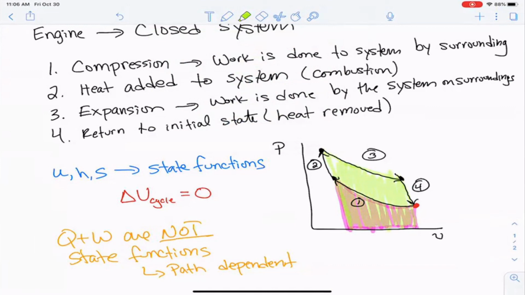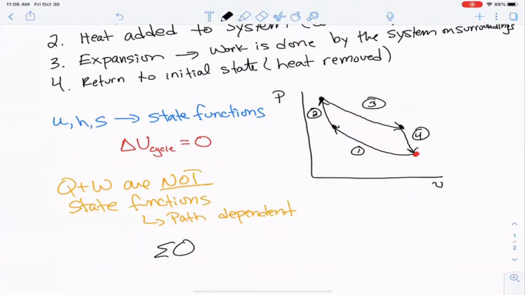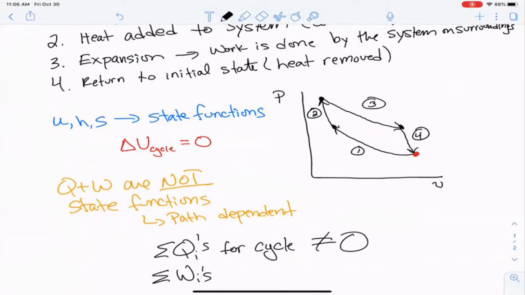But if you were to sum the work that was done in every step, the sum of the work would not be 0, right? In this process, you are going to have a net production of work, which I think is really important for us to just acknowledge at the beginning, right? That Q and W are absolutely not state functions. So oftentimes, the sum of all the Q's for a cycle are not equal to 0. And the sum of all of the work that's done for a cycle is not equal to 0. They can be for an individual step. You could, by serendipity, have this happen, but generally it is absolutely not the case.